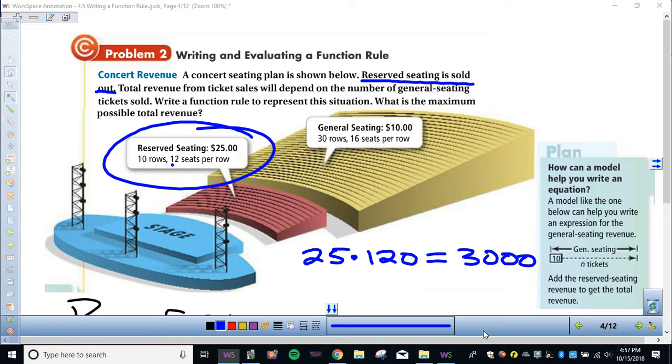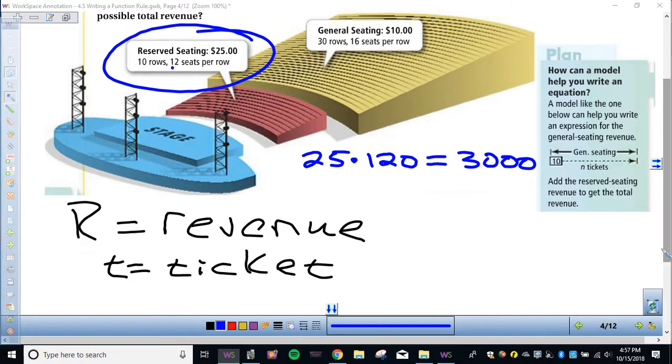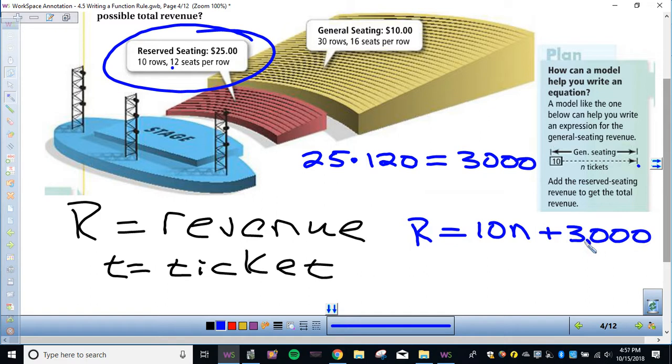General seating is $10 per ticket. They have 30 rows at 16 seats per row. So 10n, right? You can see here, again, these two distances are equal, so we can set them equal to one another. So we're going to use R for total revenue. We know that it's $10 per ticket. We have the 3,000, sorry, we have the 3,000. So that's our equation.